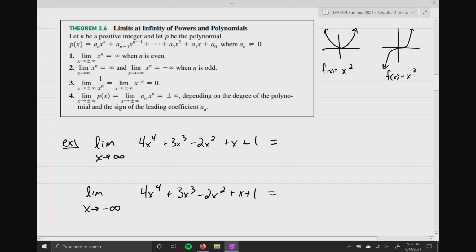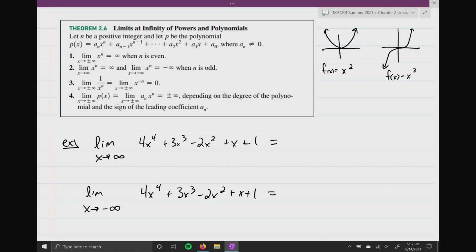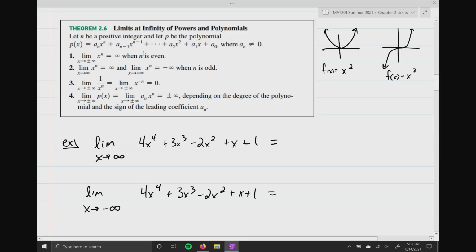The first one says that the limit as x approaches positive or negative infinity of x to the n, and here's the key, let me get out my highlighter here, where n is positive and even, this will always go to infinity. That is right here, f of x equals x squared. So if you have x to the fourth or x to the sixth, x to the eighth, and so forth, as long as that exponent is even, you already know what the end behavior of your graph is going to look like. What I mean by end behavior is, as x goes to infinity or as x goes to negative infinity, what do the outputs look like? And in this case, they both go to positive infinity.